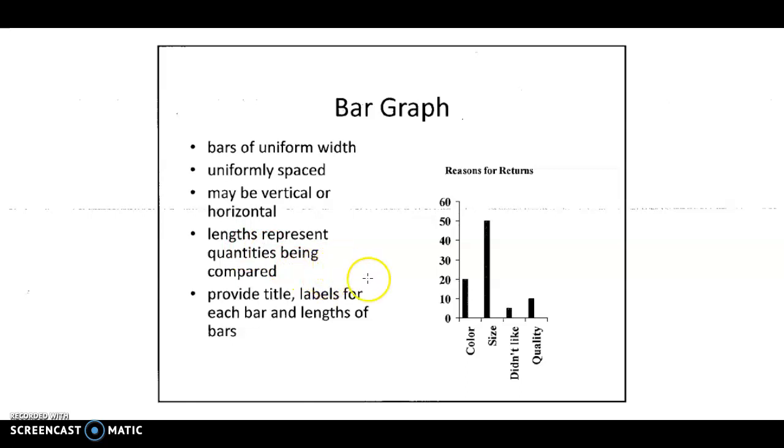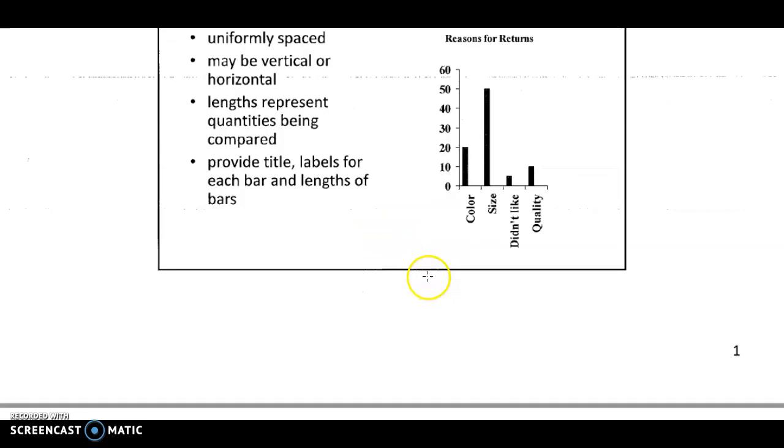Lengths represent quantities being compared. We need to make sure we have a title, and then labels here. There should be a label over here. Usually it is just frequency or total number. But that's a bar graph. All right.